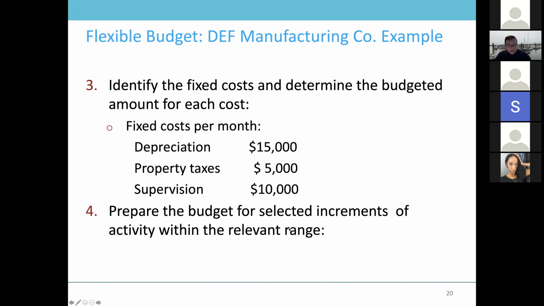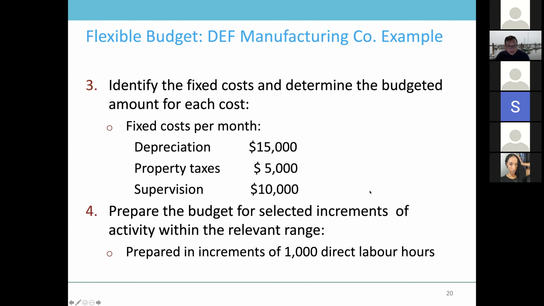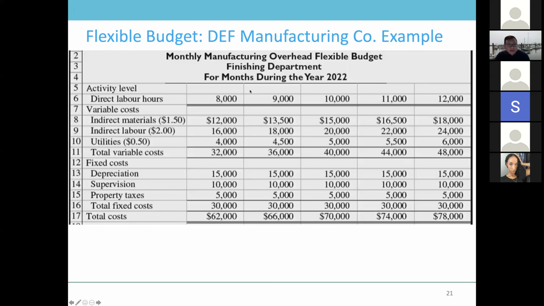And number 4, you prepare the budget for selected increments. Let's say we are going by 1,000. So 8,000, 9,000, 10,000, 11,000, and 12,000, right? So here would be my budget. This is my flexible budget. So I'm dealing with different levels, from 8,000, 9,000, 10,000, 11,000, 12,000.